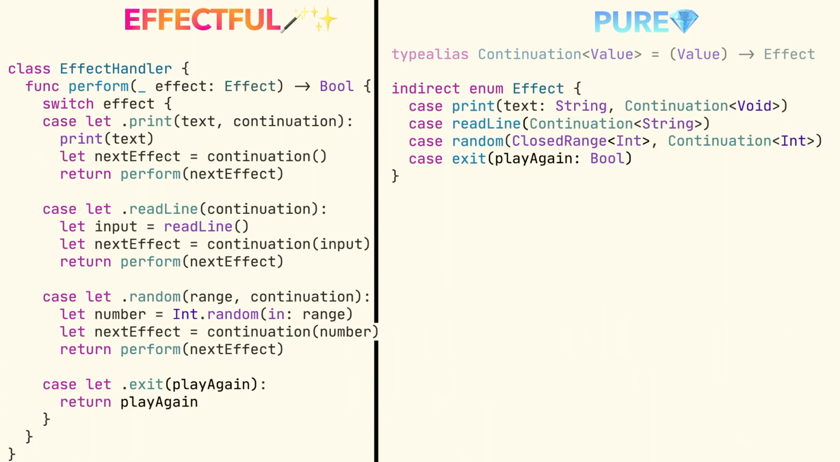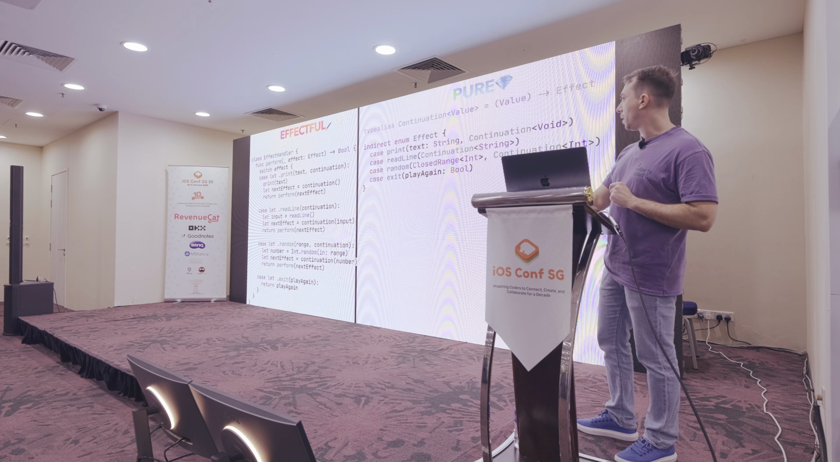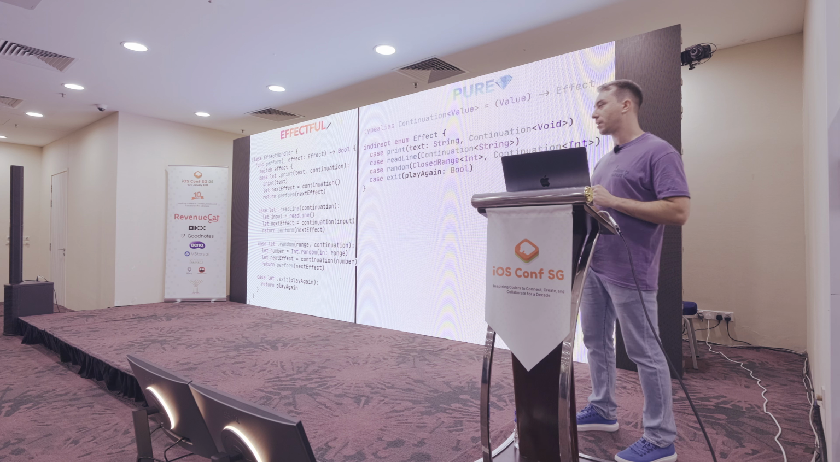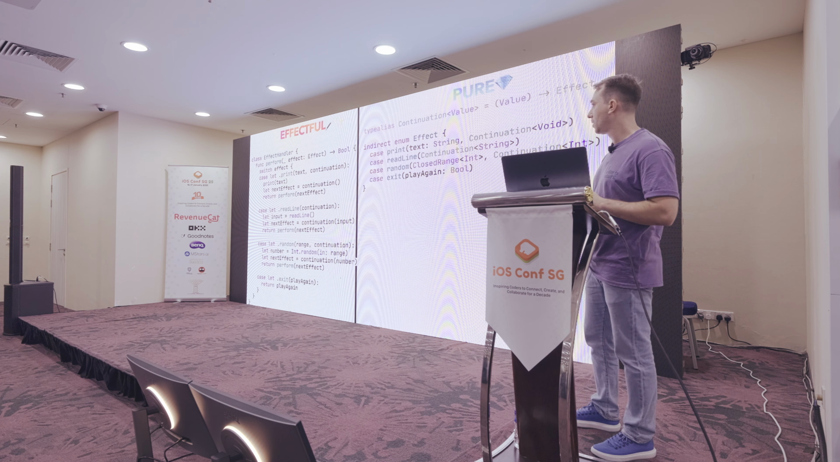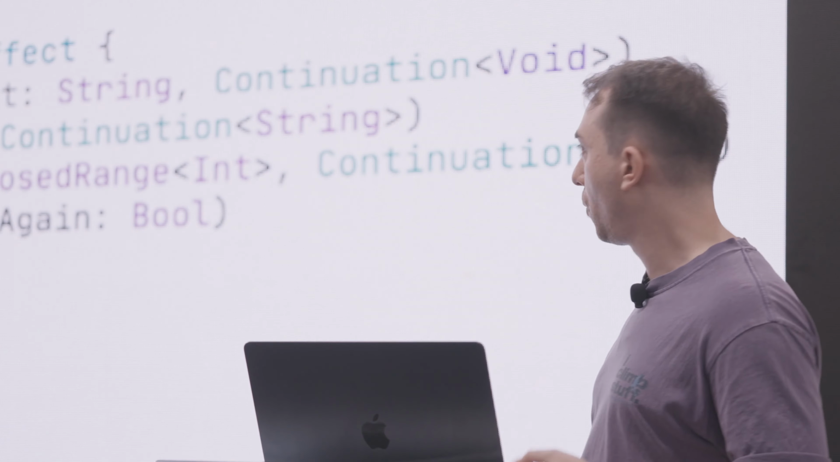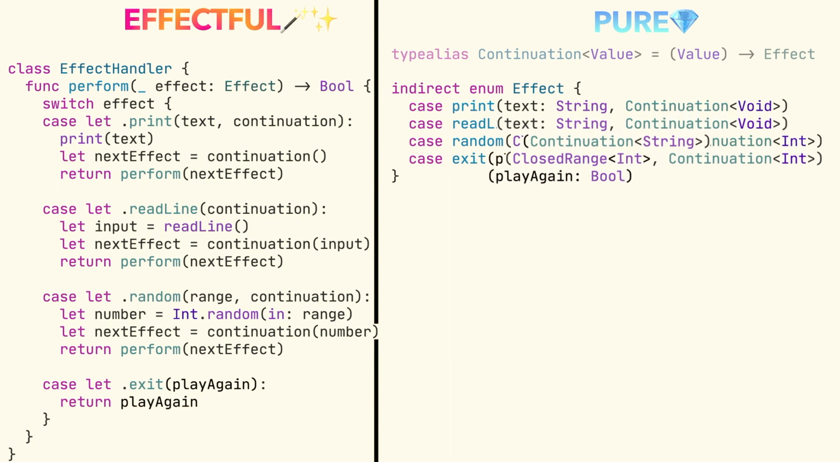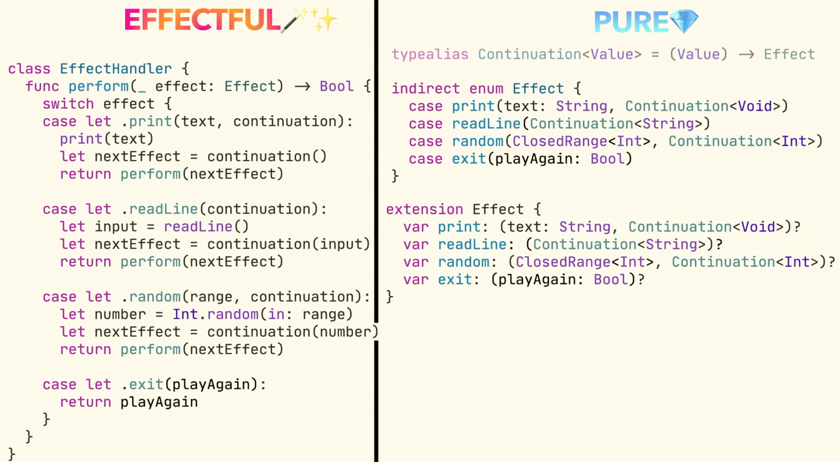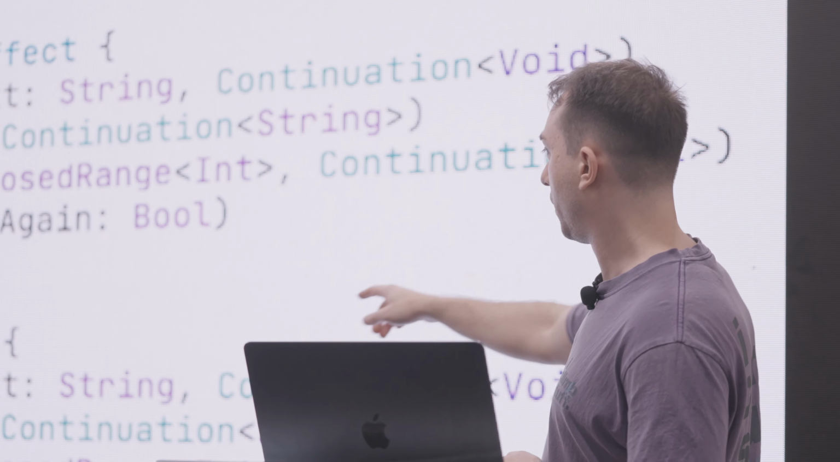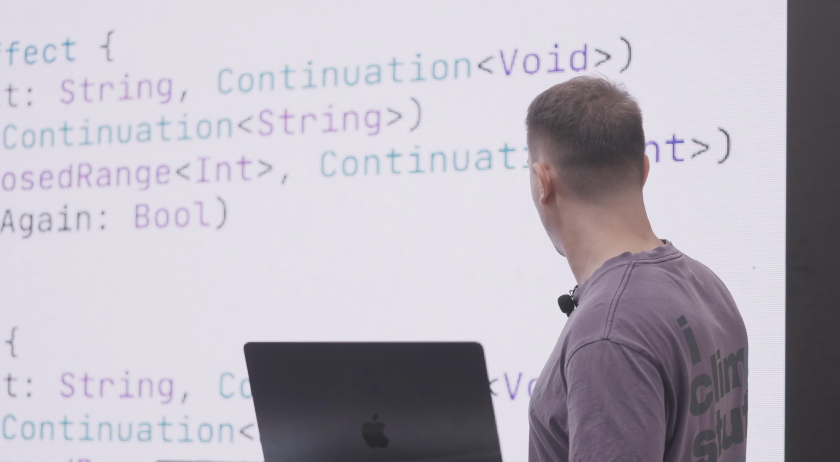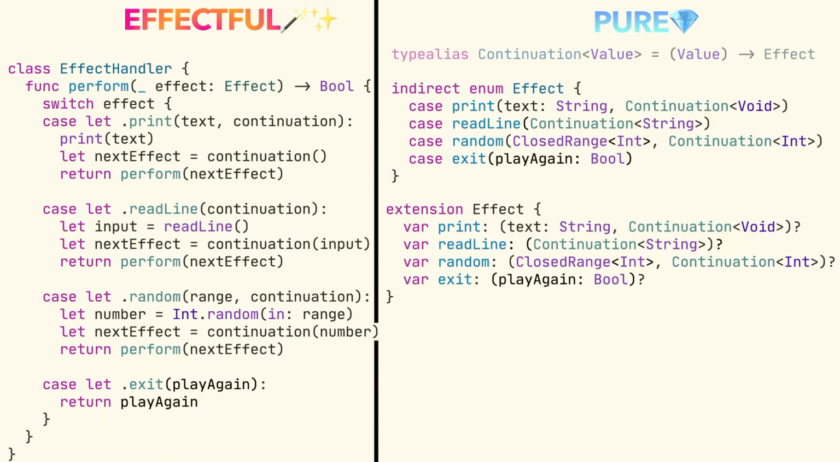OK, so before we continue, one last thing. Since we're working with enums, they have this problem of extracting associated values using switch or guard case-let syntax. So we can create quick helper accessors that simply pull out the associated values if the case is correct. So they all are kind of Boolean, optional this way.